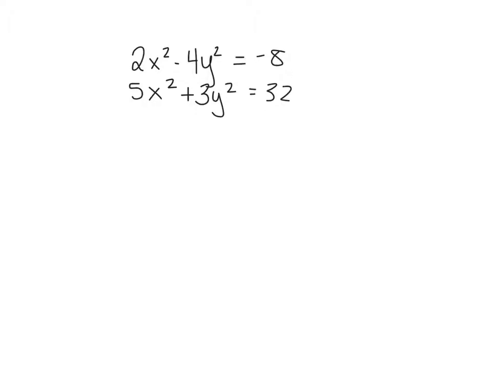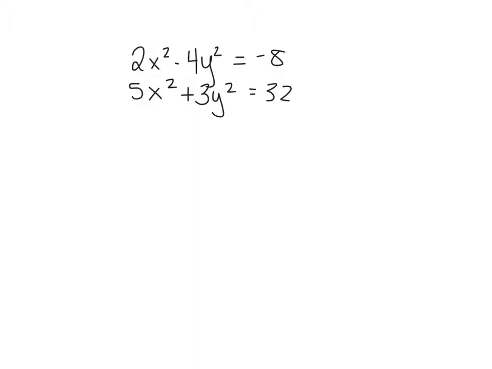In your Unit 7 homework. So I wanted to create a short video on how to solve this problem. This problem gives us a system of equations, and we're asked to solve it by using the addition method. Now here we have 2x squared minus 4y squared equals negative 8, and then the second equation is 5x squared plus 3y squared equals 32.